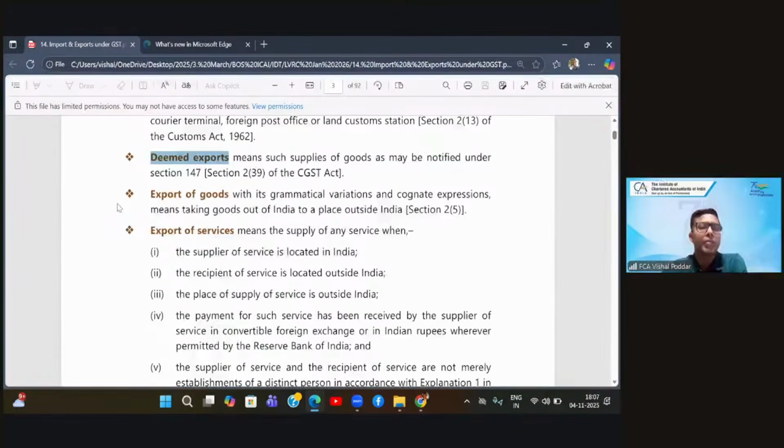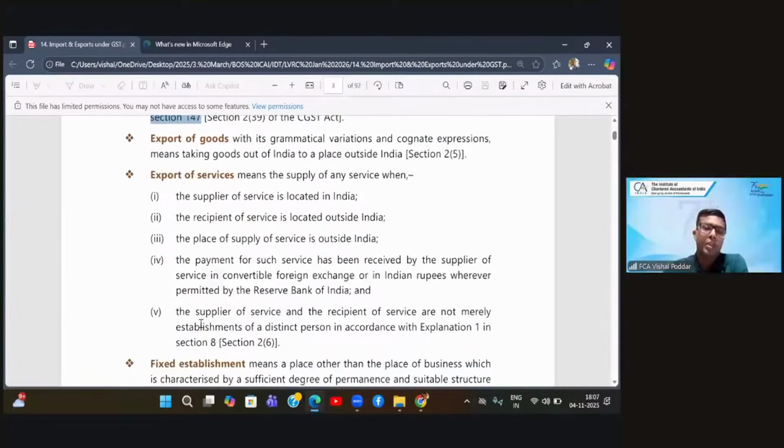In GST, deemed export would mean those domestic supplies happening within India which are notified under section 147. So we have a specific notification that we are going to see. We are going to read the notification to identify what are those scenarios.